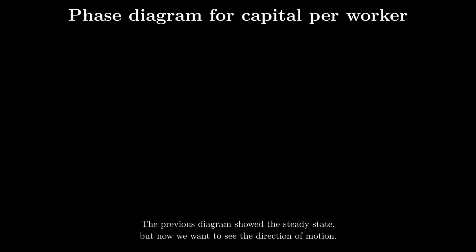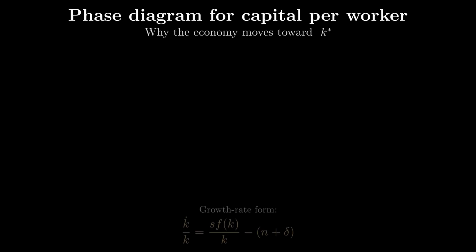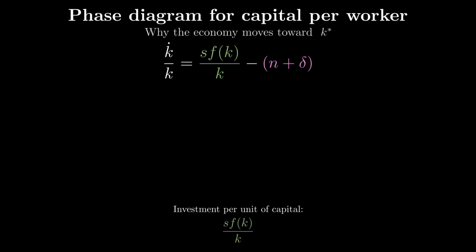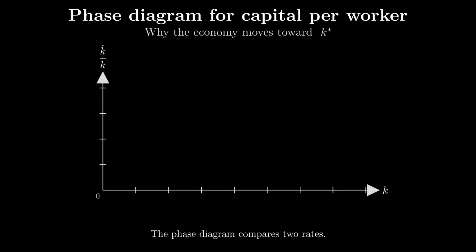The previous diagram showed the steady state, but now we want to see the direction of motion. Start from the capital accumulation equation and divide both sides by k. Then the growth rate of capital per worker is investment per unit of capital minus the break-even rate. So the phase diagram compares two rates.